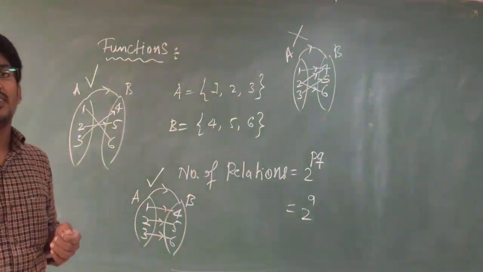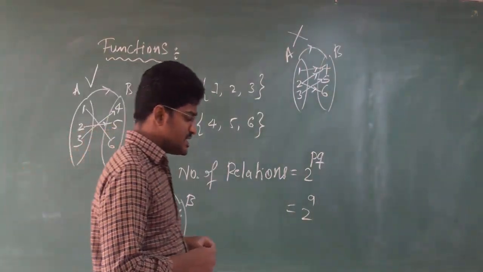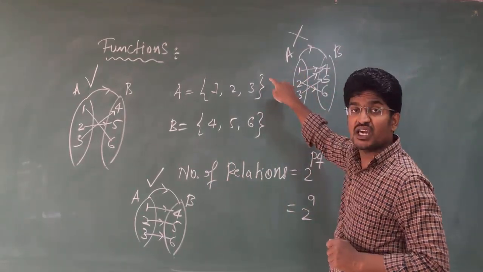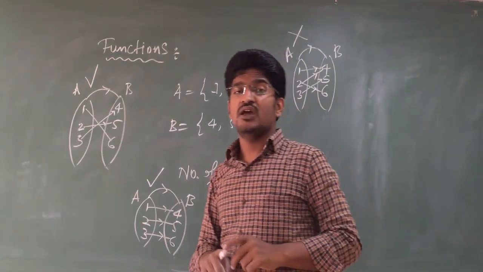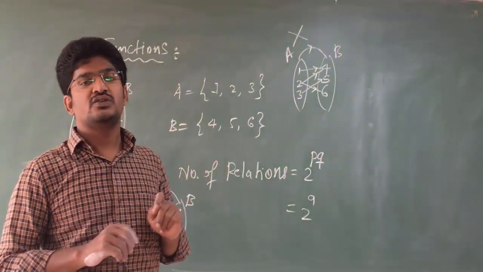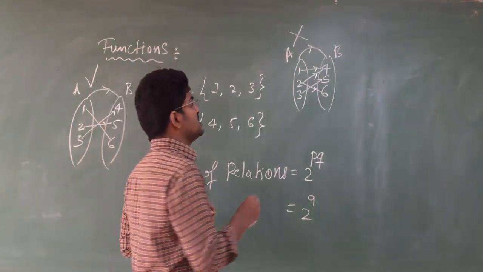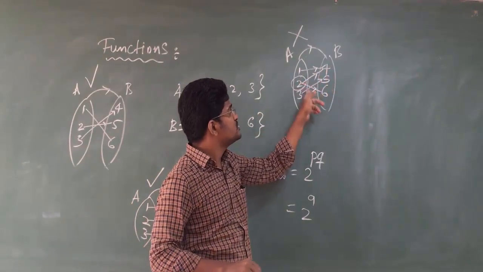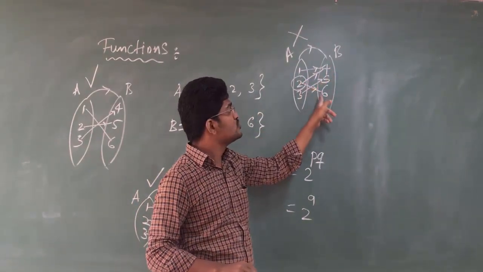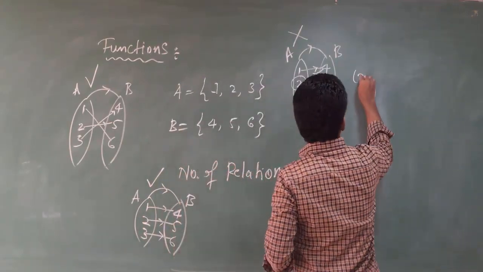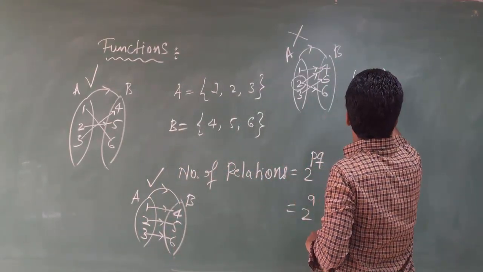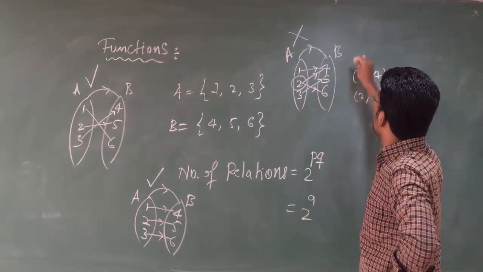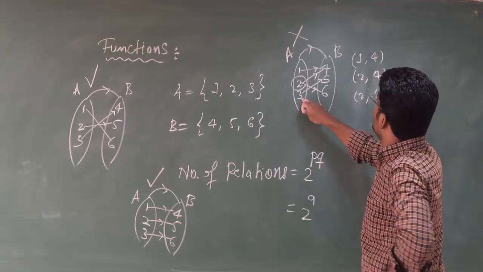You check. Okay, so what is the difference? In this arrow diagram there is one element which has 2 images. See this 2. It has 2 images. One goes to 4, another goes to 6. That means 2, 4 and 2, 6 are present in this. The other pairs are 1, 4 and 3, 5.